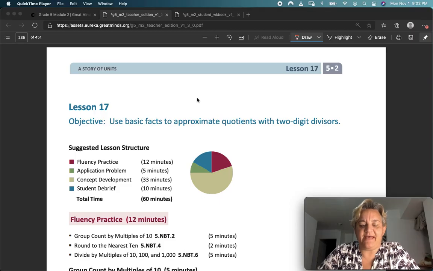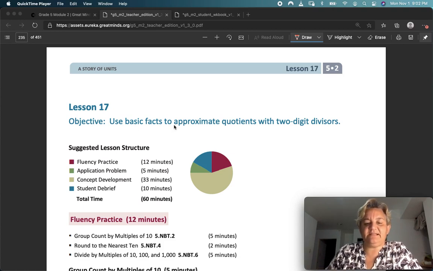Welcome to Eureka Math. This is Module 2, Lesson 17. And our objective today is to use basic math facts to approximate quotients with two-digit divisors.